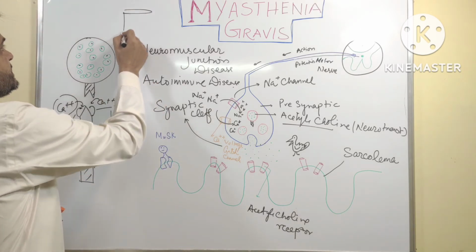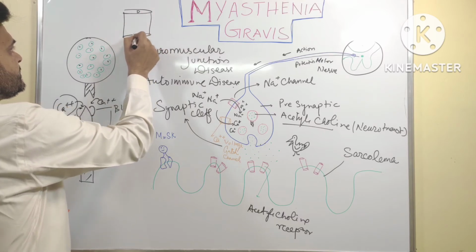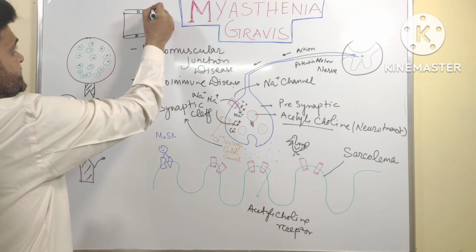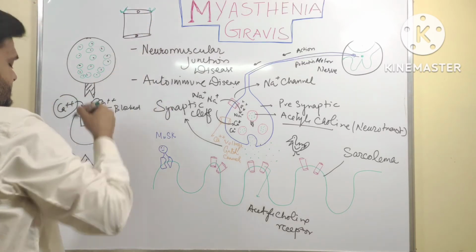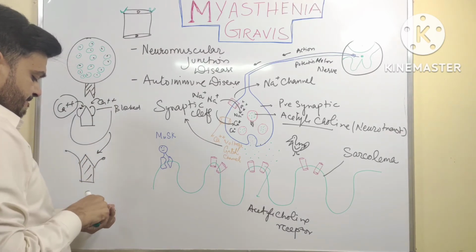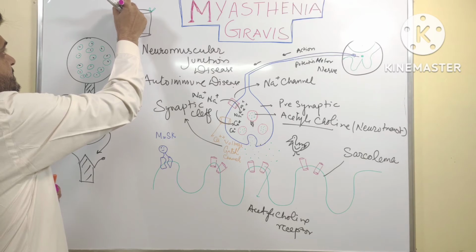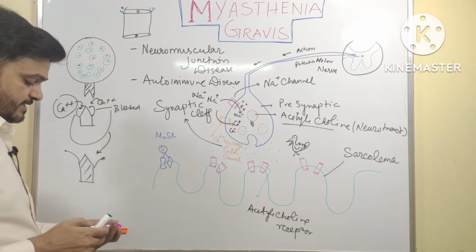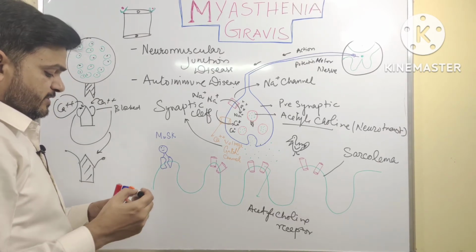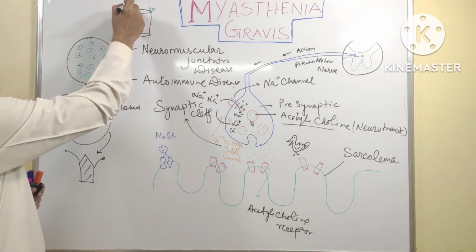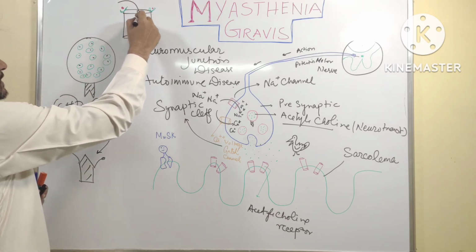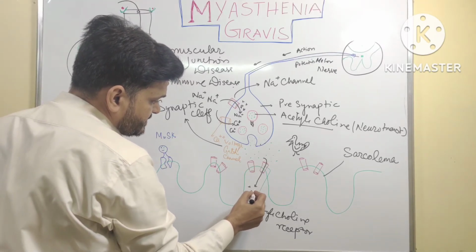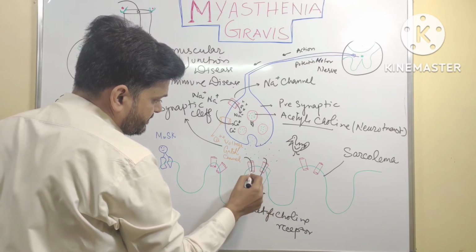For example, this is the acetylcholine receptor, and for example this is the acetylcholine attached here. So when the acetylcholine is attached to the receptor, what is the function? The function is that it has to open. So when the acetylcholine is here, the gate is open, and lots of cations are going inside, right, through this channel.